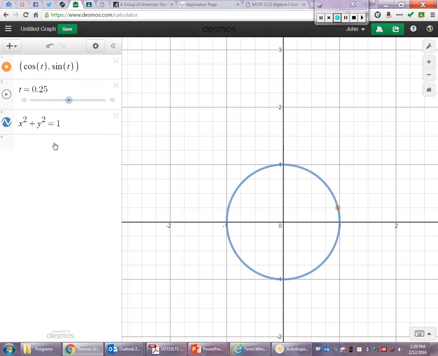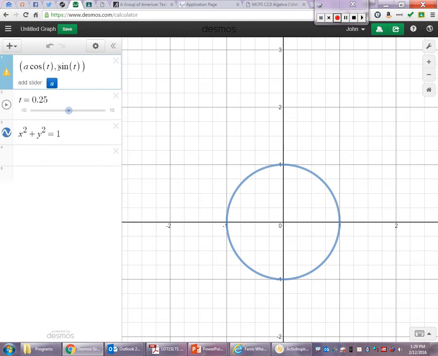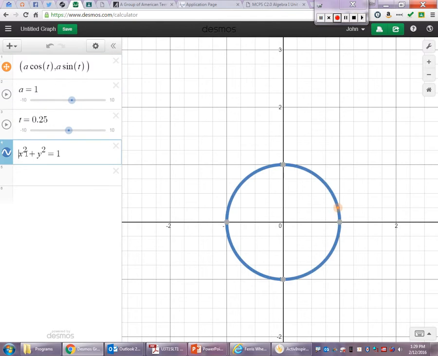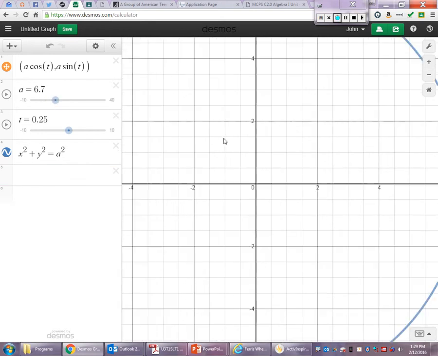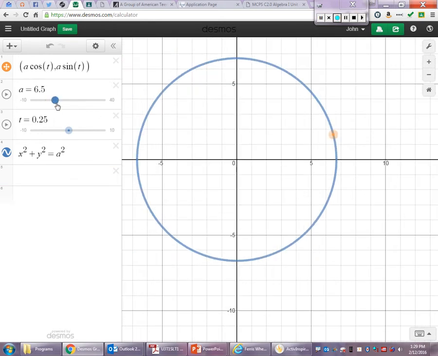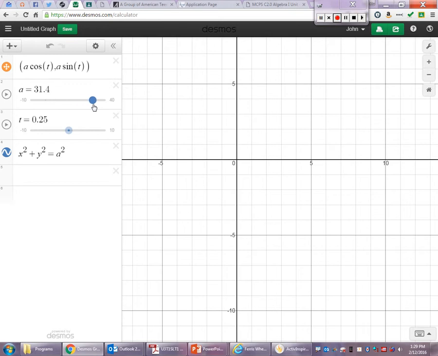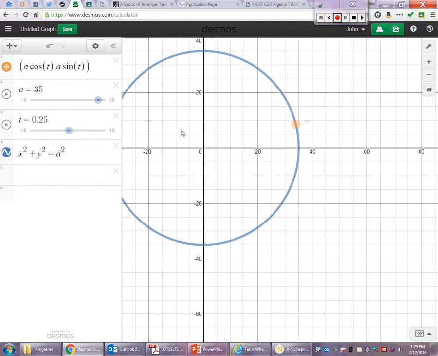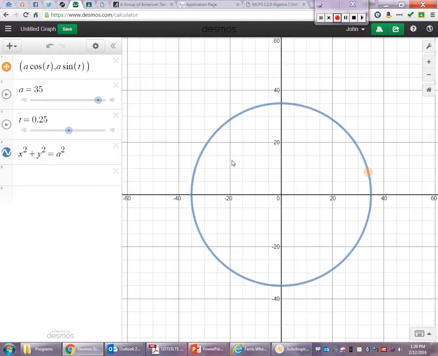What if we change this? What is it we want in this problem? What do we want the Ferris wheel to have a radius of? 35. The radius is 35? Okay, we can do that. It's not a problem. There it is. Radius is 35.